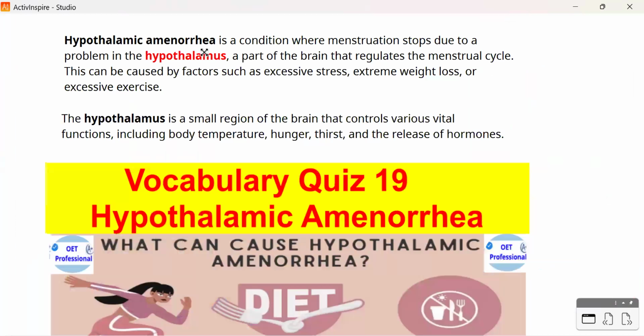Hypothalamic amenorrhea is a condition where menstruation stops due to a problem in the hypothalamus, a part of the brain that regulates the menstrual cycle. This can be caused by factors such as excessive stress, extreme weight loss, or excessive exercise. The hypothalamus is a small region of the brain that controls various vital functions, including body temperature, hunger, thirst, and the release of hormones.